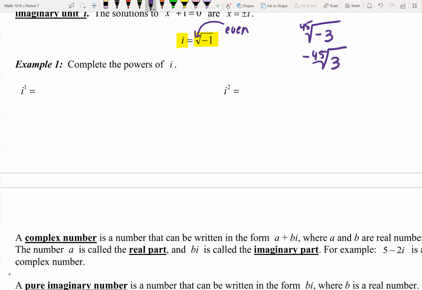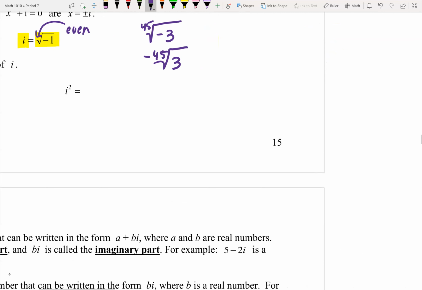All right, so example 1. If you see an i in your problem, in your answer, leave it an i, okay? Just leave it be. i's in your answer are fine. You cannot have an i to the second in your answer, okay? That's not simplified. So i to the second, you guys, is just i times i, right?